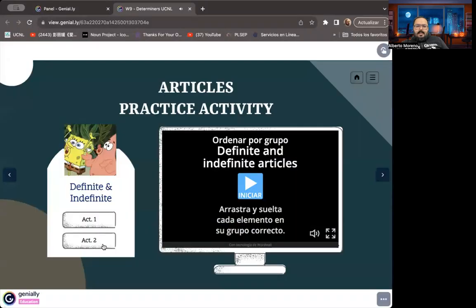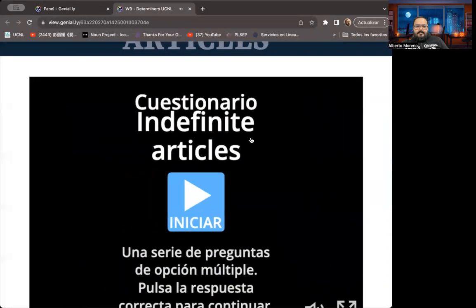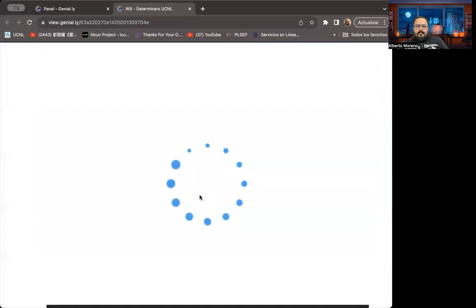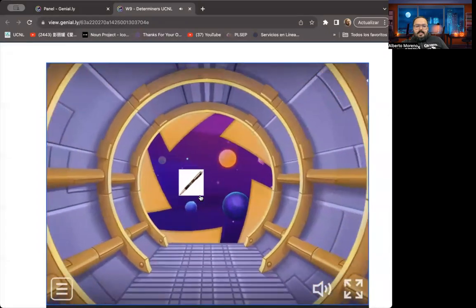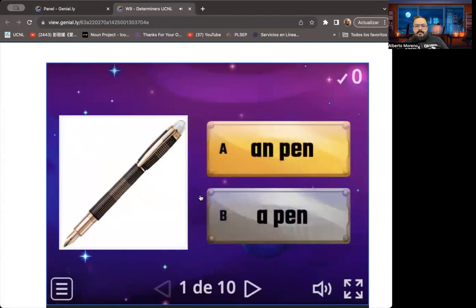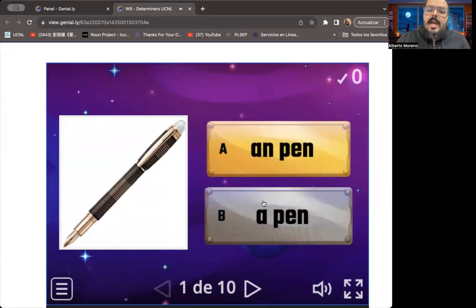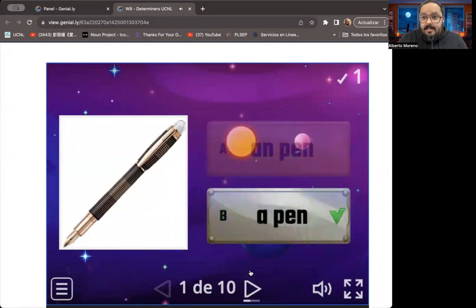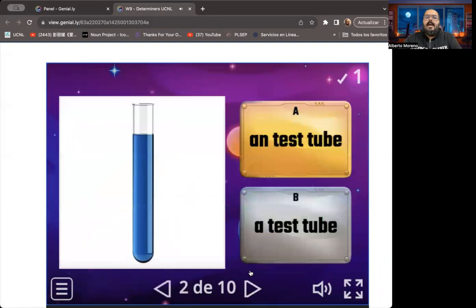Next, let's do another activity. In this activity, you have to choose the right answer. And we have it here. An pen or a pen? A pen. That's right. Excellent.